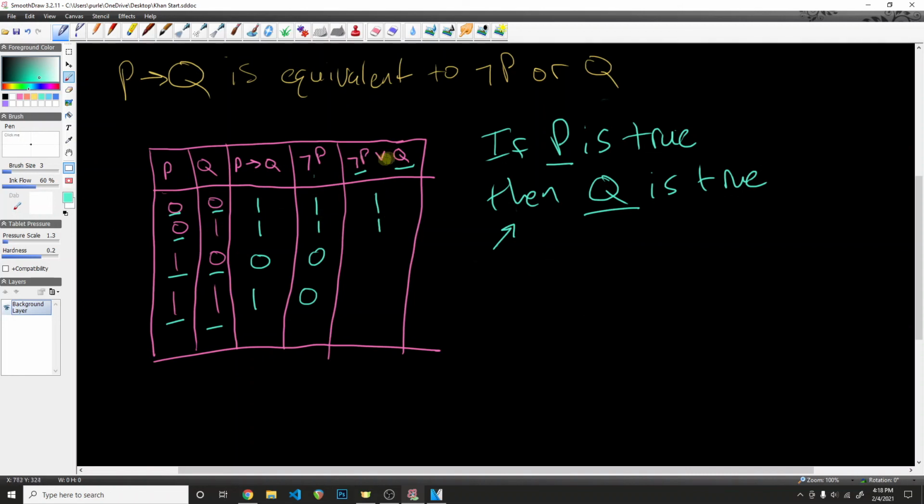And then we look at not P or Q. Well, not P is a 0 and Q is a 0, so this is the case where they're both false. Neither of them is true, so this is going to be a 0. And then finally we have not P, 0, or Q, and Q is a 1, therefore we can write 1. And you can see that we have the exact same truth table for P implies Q as we do for not P or Q. So therefore these things are equivalent.